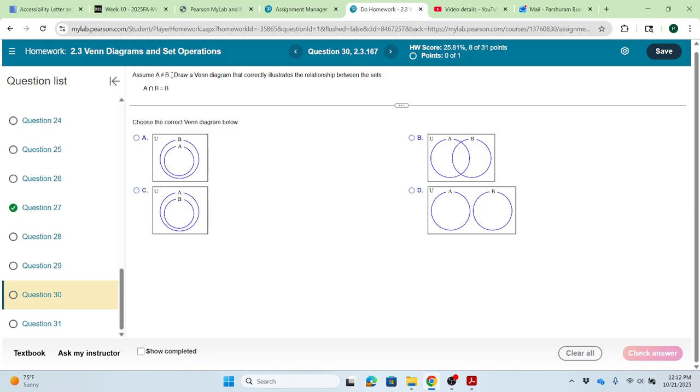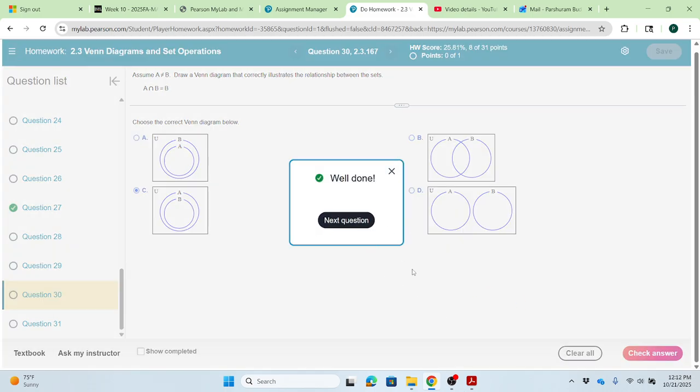Assume that A and B are not equal. Draw a Venn diagram that correctly illustrates the relationship between the sets. A intersection B is equal to B. That means B has to be smaller than A, because intersection means common, and A and B are not equal. So B has to be inside A. Okay, that's all for this section.